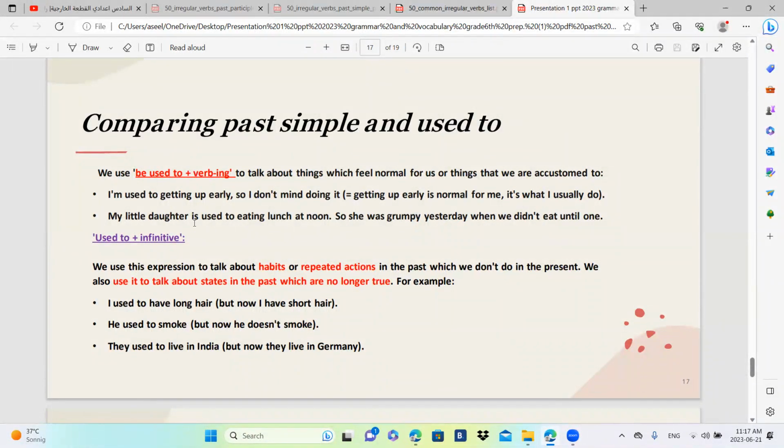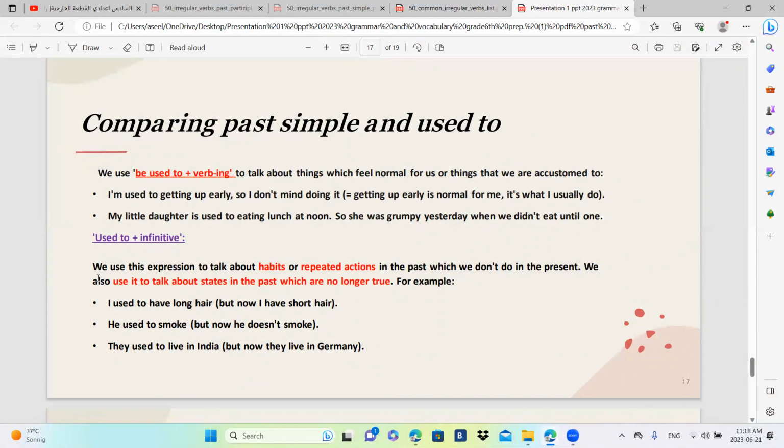My little daughter is used to eating lunch at noon. So she was grumpy yesterday when we didn't eat until 1 o'clock.